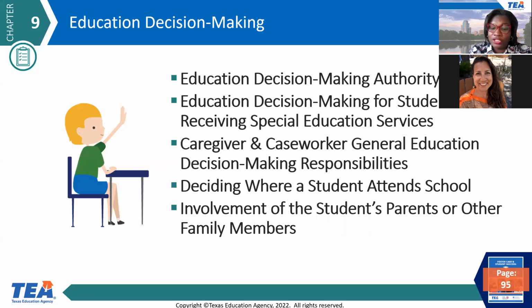Chapter nine is green, which means it provides an overview. So we're giving you an overview of the education decision maker. In this section, we're talking about education decision making authority, who has the authority for education decision making for students receiving special education services. We also talk about caregiver and caseworker general education decision-making responsibilities. And then we speak about deciding where a student attends school. And then lastly, we talk about involvement of the student's parents or other family members.